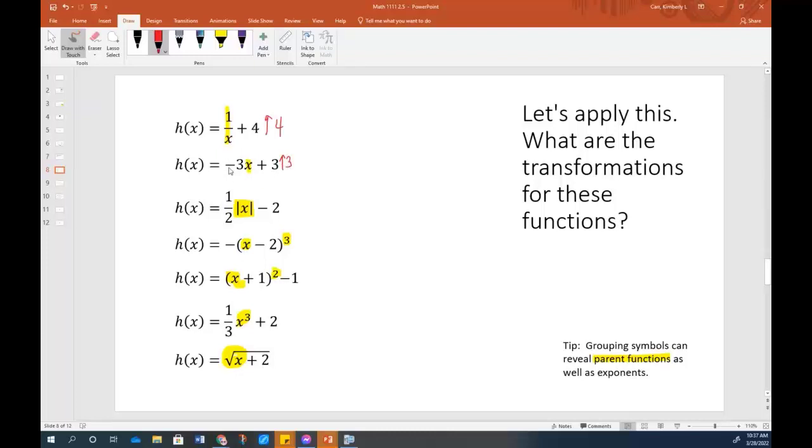But what does this negative here do? Well, the negative is a reflection. Since it's not in a grouping symbol, it's actually affecting the Y values, and to reflect the Y values, it's reflecting over the X axis. That's what the negative does. Now the 3, on the other hand, because if we take the absolute value we have a 3, is a vertical stretch by a factor of 3.